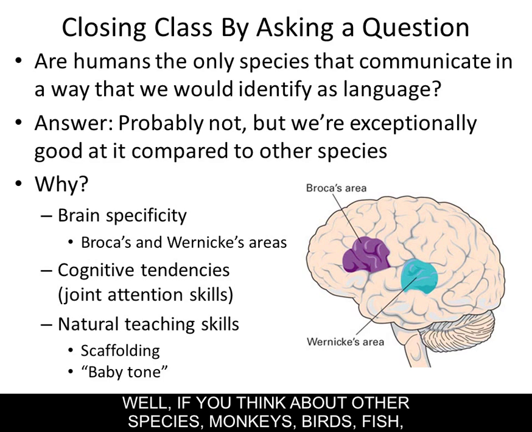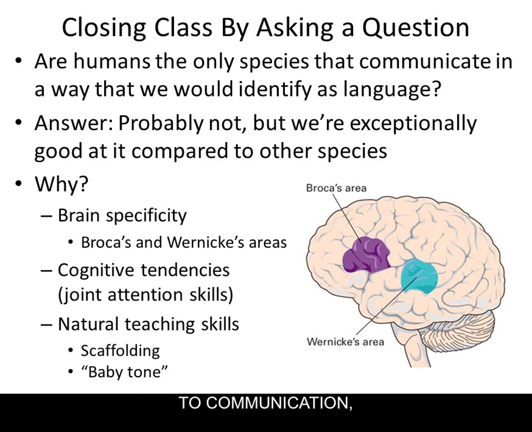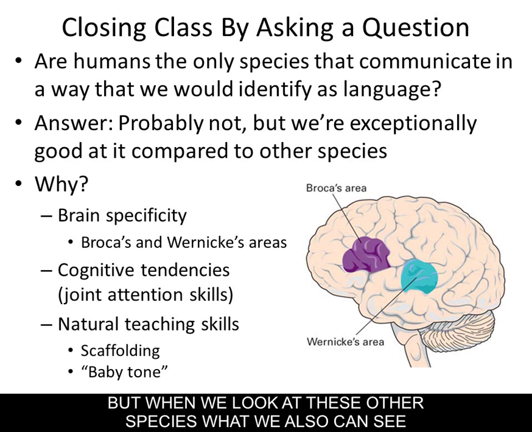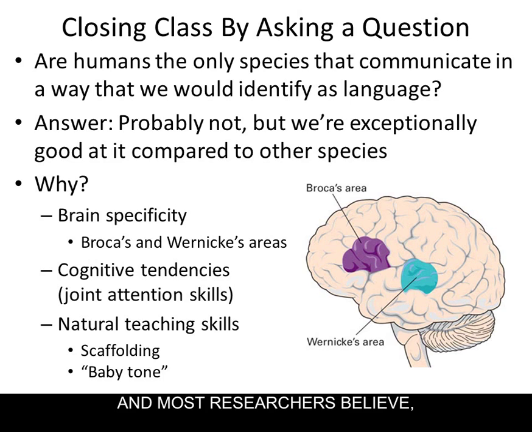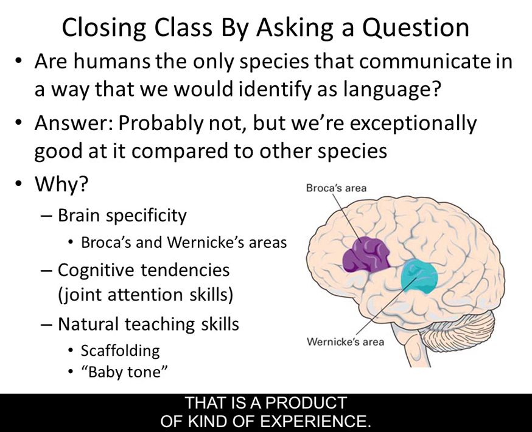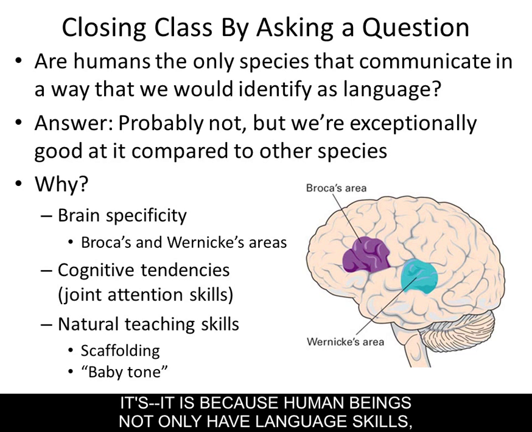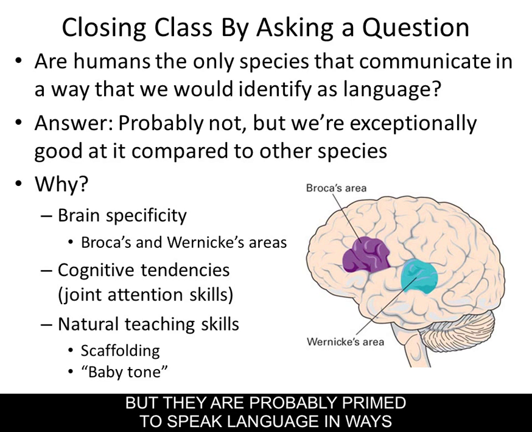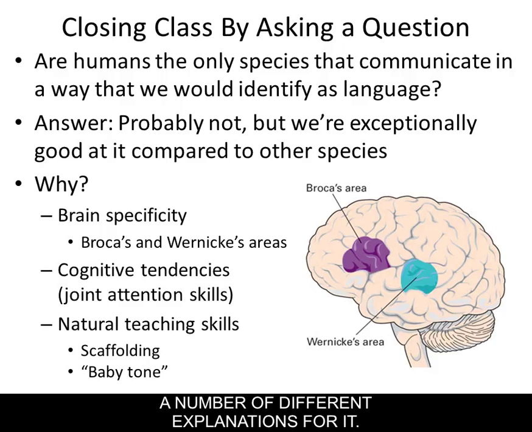If you think about other species, monkeys, birds, fish, whales, the number of other species that find ways to communicate, we should quickly recognize that language is not just meant for humans. But when we look at these other species, we also see that language isn't nearly as complex in these species as it is for humans. Most researchers believe that this isn't just a product of experience. It's not like every animal in the world is just similar to the wild boy or Genie that we talked about earlier. It's because human beings not only have language skills, but they're probably primed to speak language in ways that are much more complex than other species. And when researchers try to figure out what's causing this complexity, we've come up with a number of different explanations for it.